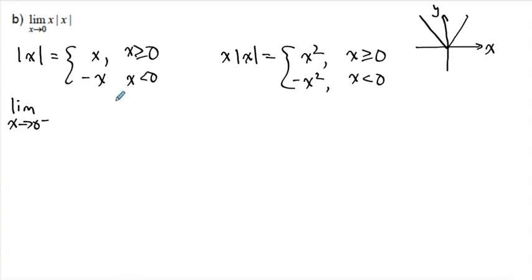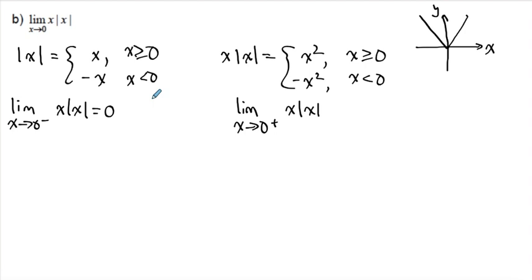So we're going to do x approaches 0 from the left side of x times the absolute value of x, and we're going to do x approaches 0 from the right side of x times the absolute value of x. So if I think about this, as x approaches 0 from the right side, it's going to be like 2 times 2, which is 4, and then 1 times 1, which is 1, and then 0 times 0, which is 0. So I can see that as I get closer and closer to this, I'm going to get to 0.